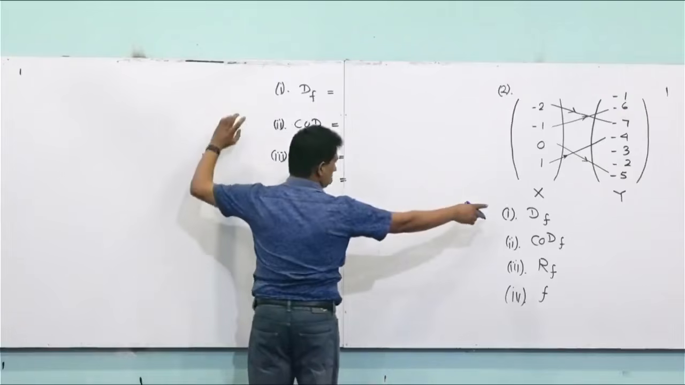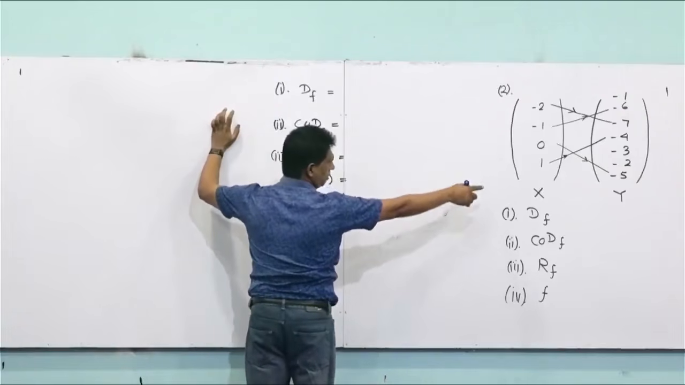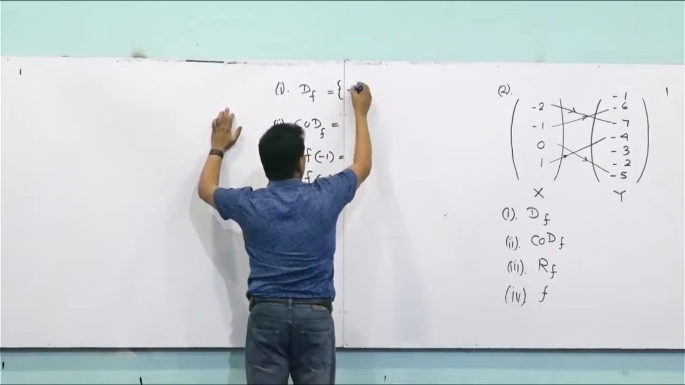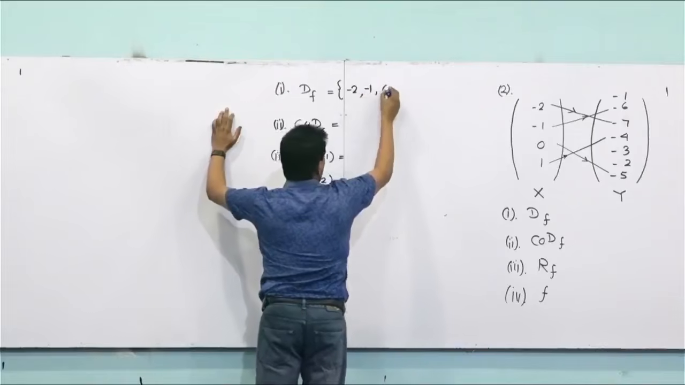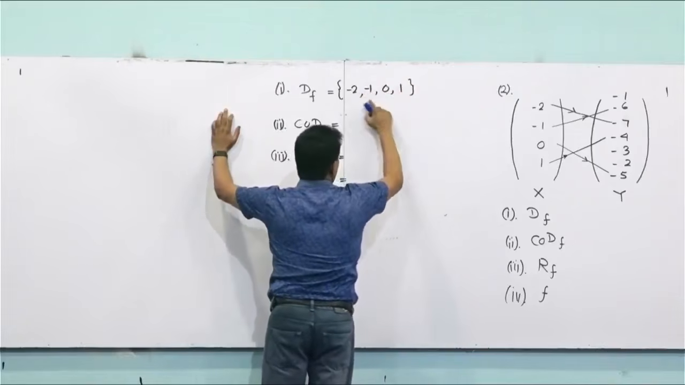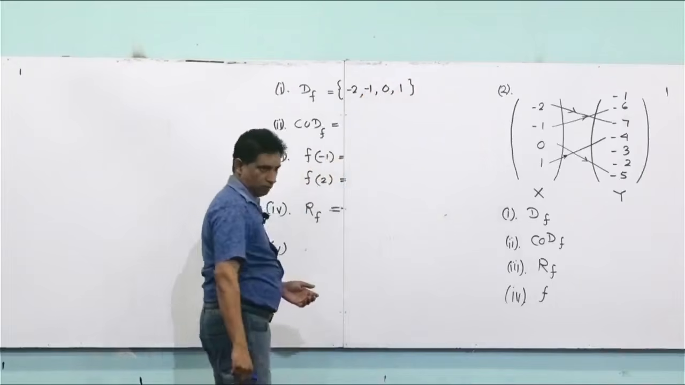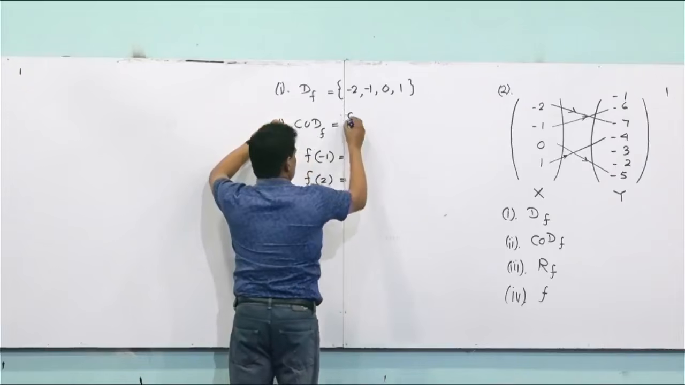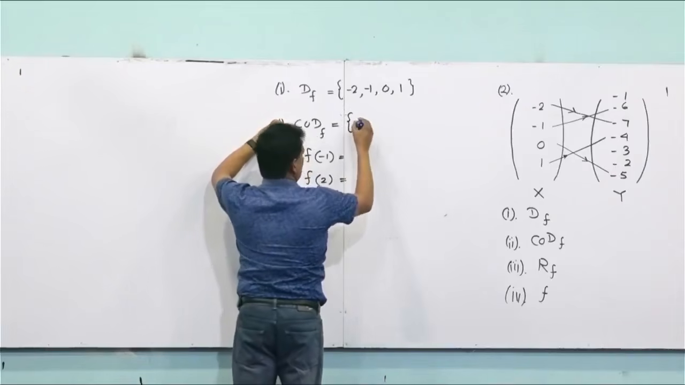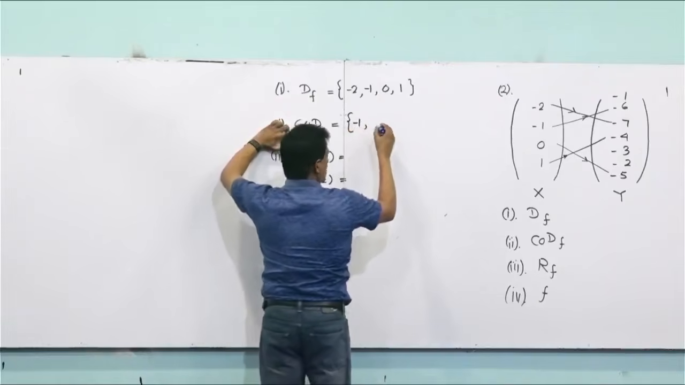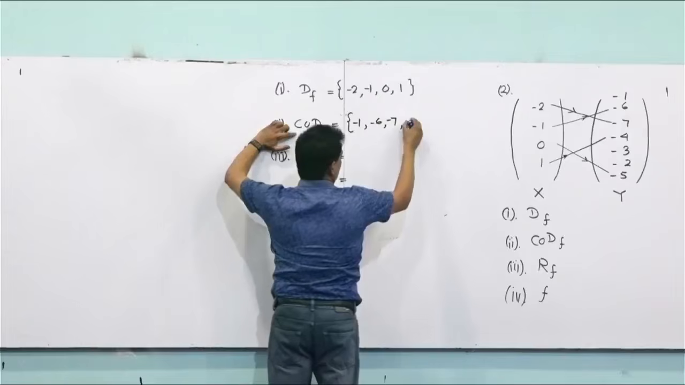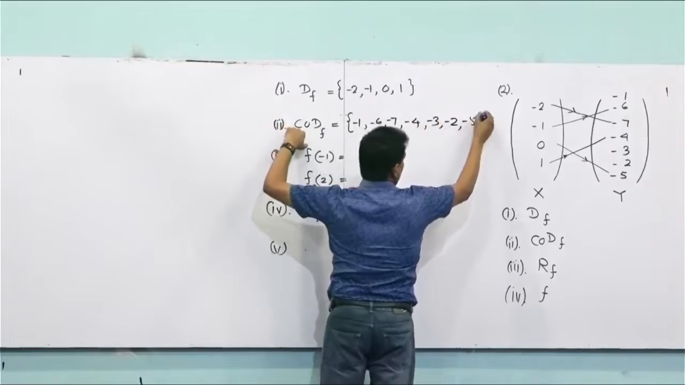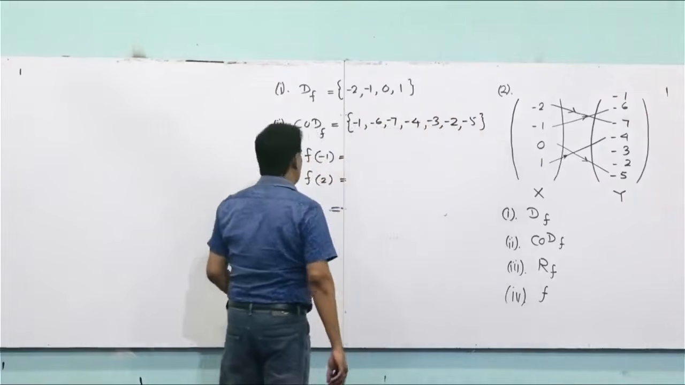Then the first question, DF. The DF means the capital X set now. And we have to write DF equals minus 2, minus 1, 0, 1. These are the elements of the capital X set. Then CODF means set Y. Set Y we can write this way. Elements are minus 1, minus 6, minus 7, minus 4, minus 3, minus 2, minus 5. This is the CODF.